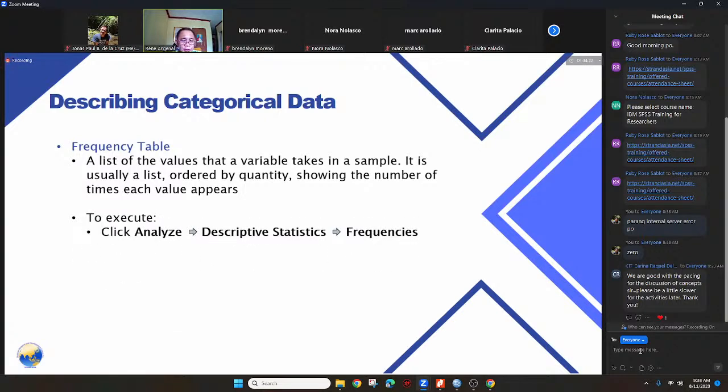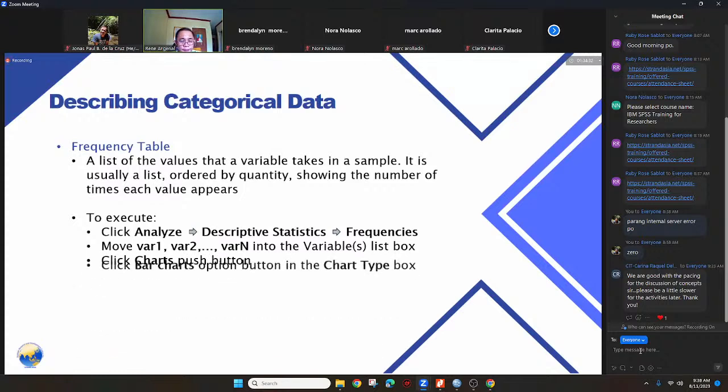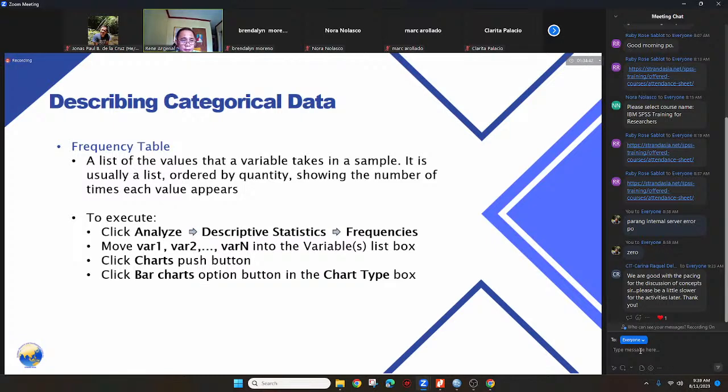So to execute, go to descriptive statistics, frequencies, and then move the variables that you would like to analyze into the variable list box, and then you may click charts, no? And then choose bar in the chart type. So you have only three options there, no? Bar, pie, and histogram. But the histogram is basically used when the data are quantitative. And then you can make use of the percentages instead of frequencies, no? For the chart values. So it's up to you, basically.